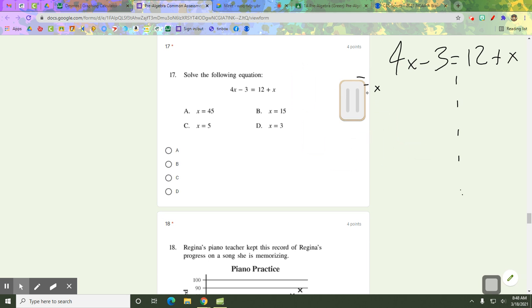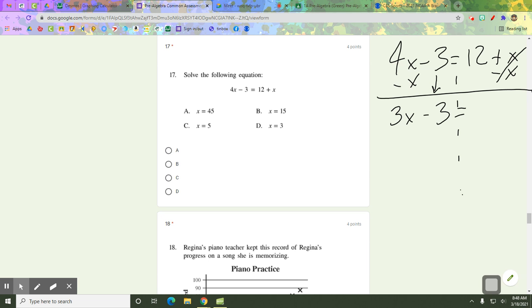But it's all personal preference, okay? I would subtract x because I want to get the variable on one side so I don't have to worry about it anymore. That'll give me 3x minus 3 equals 12. And now you have a two-step equation.